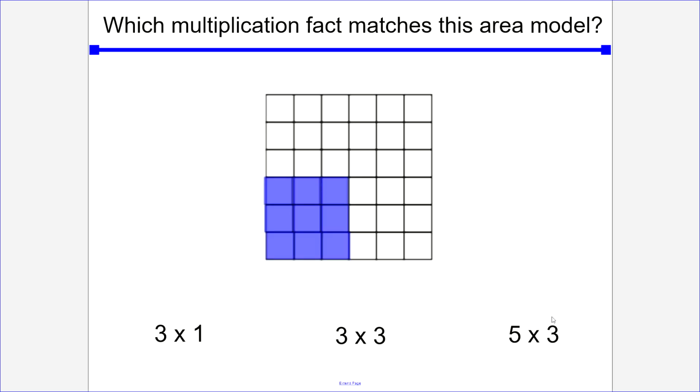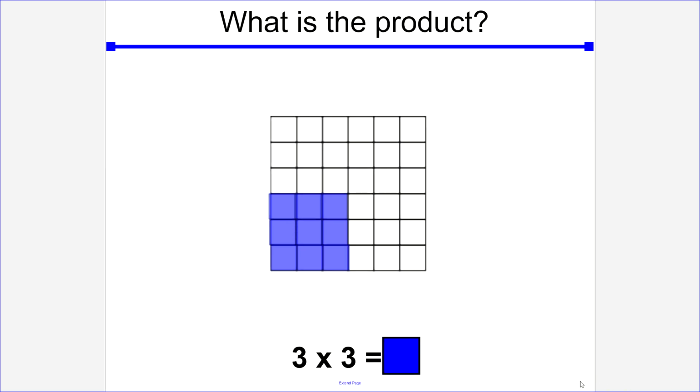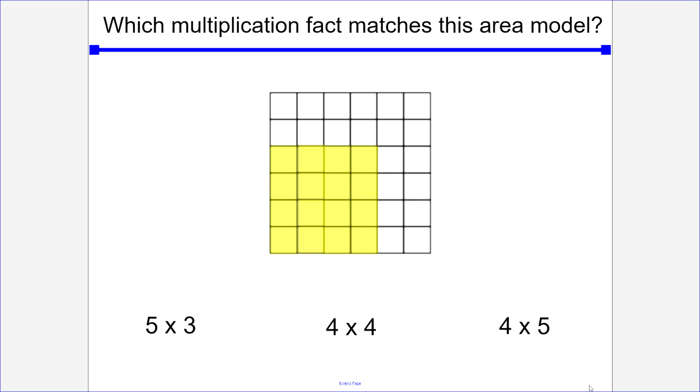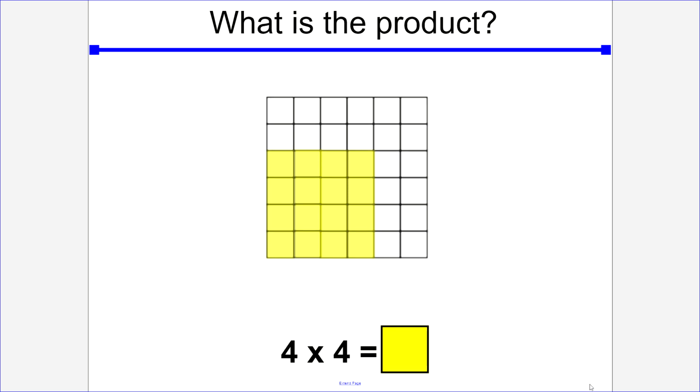What multiplication fact matches this area model? You're right. This is a 3 by 3 rectangle because there are 3 squares in each row and 3 rows. What is the product of 3 times 3? You're right. 3 times 3 equals 9. Look at this next problem. What multiplication fact matches this area model? Absolutely. This rectangle has 4 squares in each row and 4 rows, so it's a 4 by 4 rectangle. What is the product of 4 times 4? You're right. 4 times 4 equals 16.